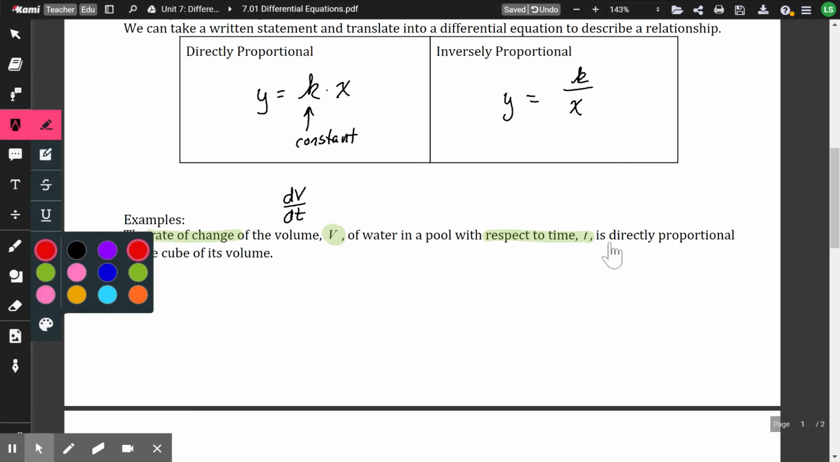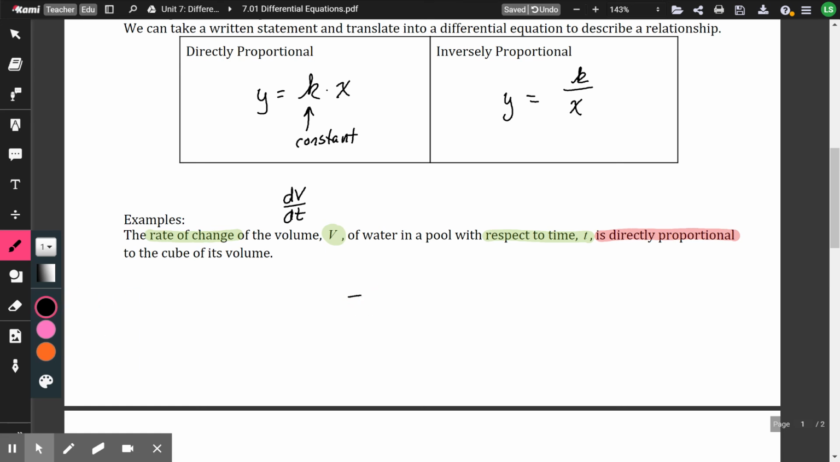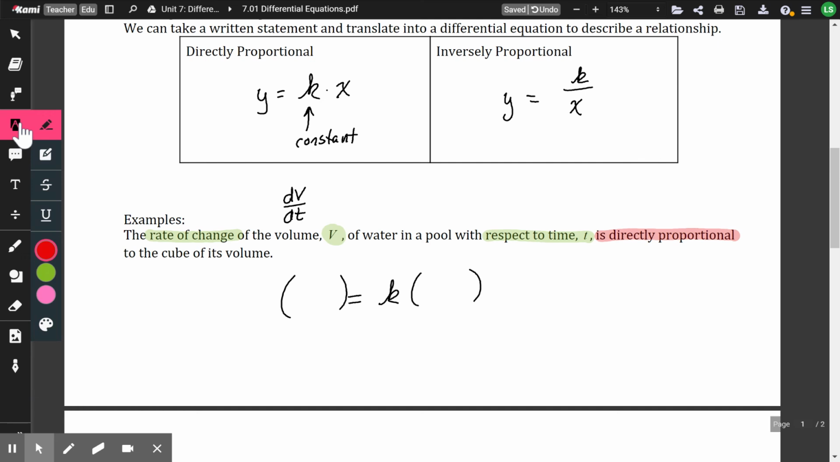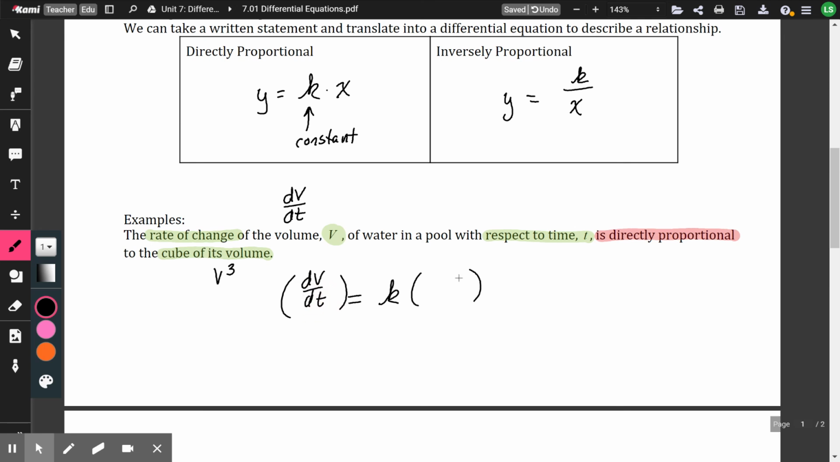They then have the key phrase, directly proportional. So we know that this is a setup where we're going to have something equal to a constant times some sort of amount. Something is equal to k times something else. And it's going to be directly proportional to the cube of its volume. So we're going to express that as V to the third. So we're going to have dV over dt is equal to k times V cubed. And that would become our differential equation that we will eventually solve.